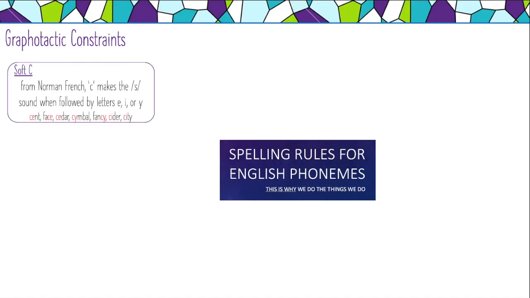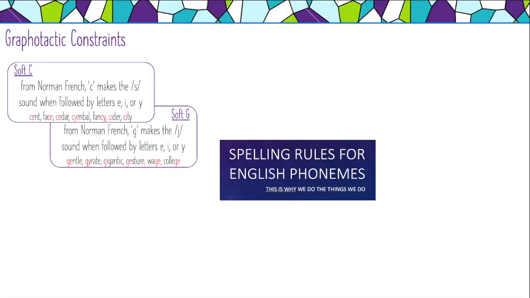Okay, so let's take a look at some of those. First one is the soft C. Of course, that soft C comes from our Norman French influence, and it's when we make that S sound when the C is followed by E, I, or Y. If you have a C followed by A, U, or O, it will make the K sound. If you would like to have that K sound and you need an E, I, or Y after it, then use a letter K. Don't use a letter C, and that would be something I would let the kids know.